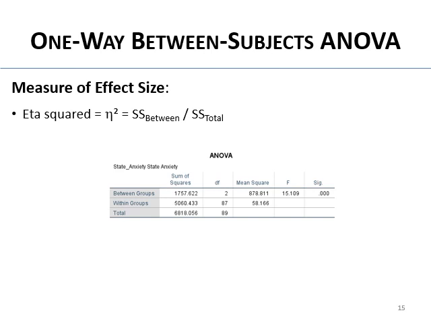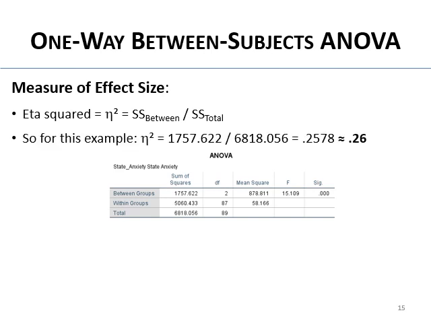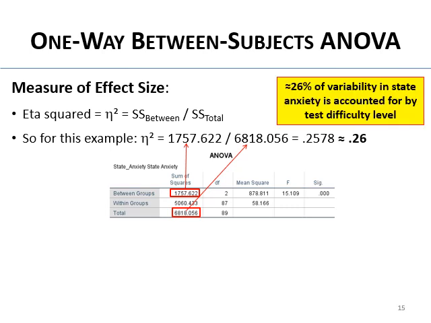test difficulty. So there it is, all filled in. You get 0.2578, which, following the rounding rules, is about 0.26. If you think of that as a percent, it's about 26% of the variability. And so those are where those two numbers come from to go in the formula for eta squared. 26% of the variability in state anxiety is accounted for by the test difficulty level.